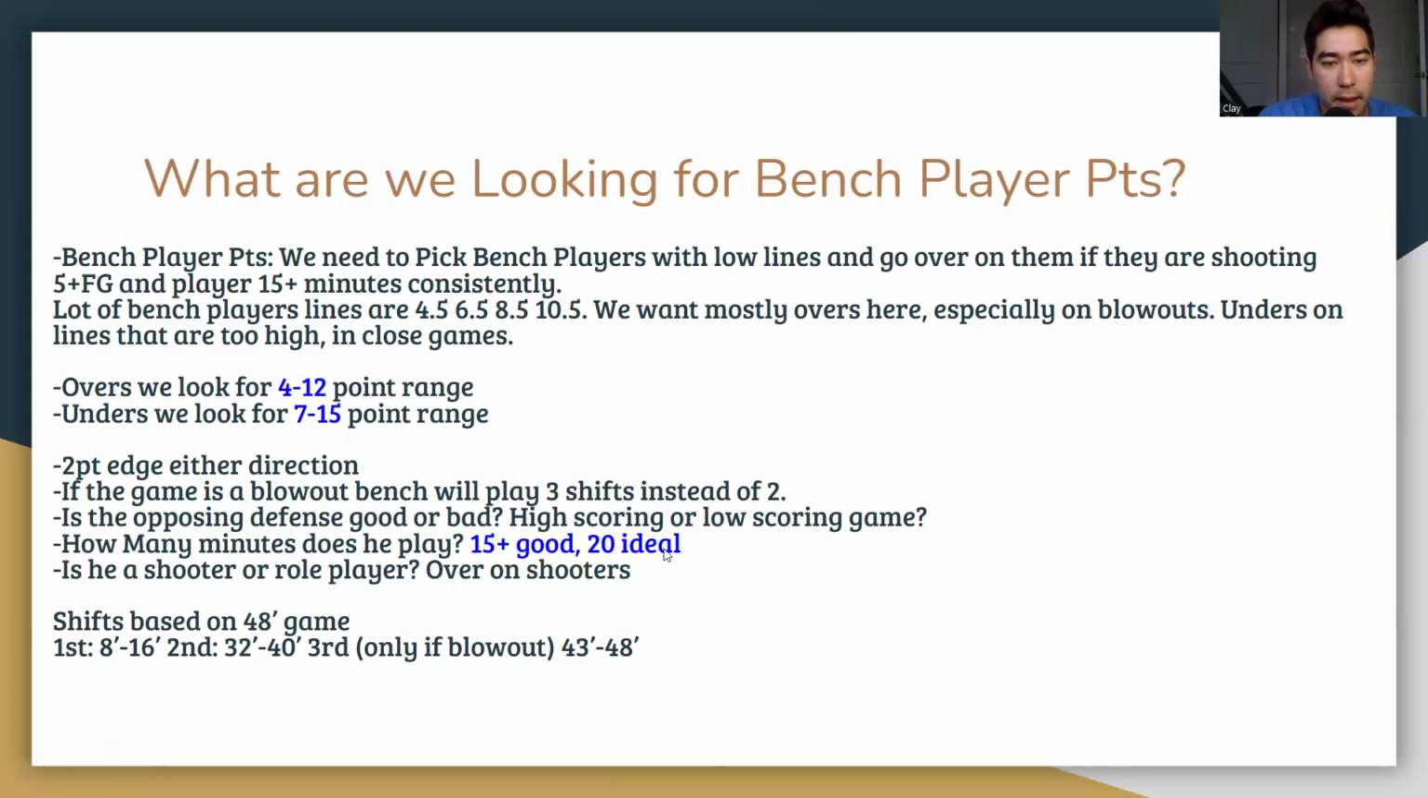So how many minutes are they playing? 15+ is good, 20 is ideal, but we want a consistent 15 at least. If they're not playing consistently, like getting 5 minutes one game, 18 minutes the next game, 8 minutes the next game, we don't want to be betting on them. We need at least a 15+ minute consistent role. You've got to be careful with bench players, because sometimes they won't be getting any minutes and you'll just get burned. So we need to make sure they're playing consistently. Is he a shooter? Is he a role player? We want to bet on the shooters, the people getting field goals up and at least trying to score.